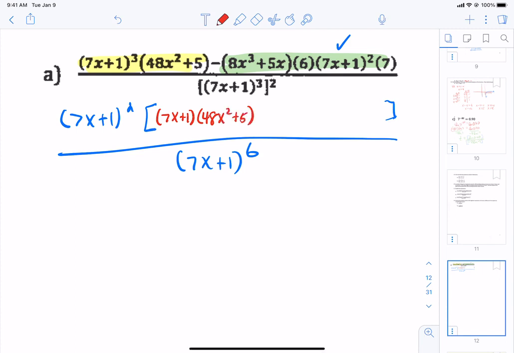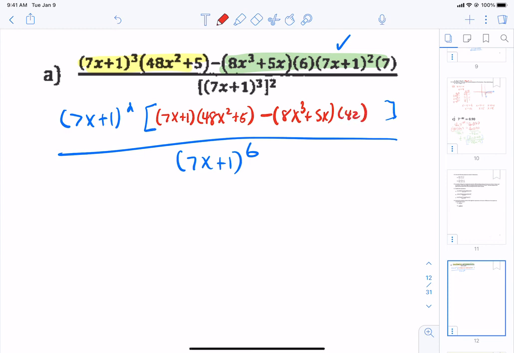Okay, now let's focus in the back. In the back, I took out the 2 7x plus 1s. So I still have an 8x cubed plus 5x. I have a 6 and a 7. Let's mush that together and make it the number 42.